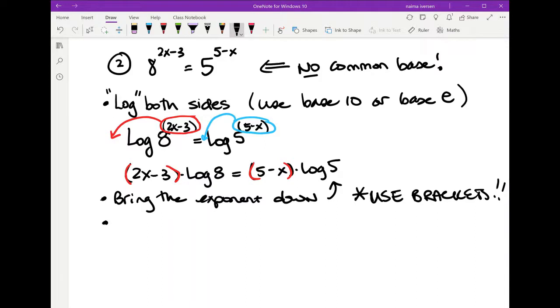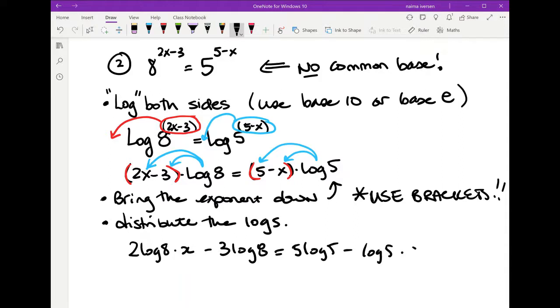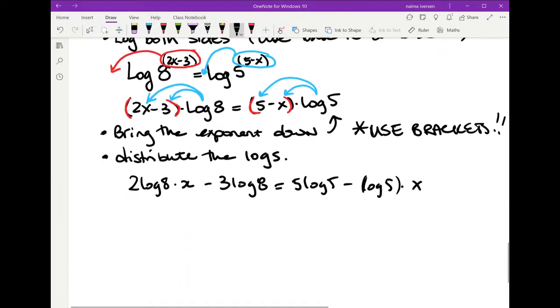Because what we're going to do next is we're going to distribute the logs. Please don't put this in your calculator yet. There are so many places where you can get rounding errors. So we're going to get log 8 times 2x and log 8 times negative 3 and log 5 times 5 and log 5 times negative x. This is what it's going to look like. 2 times log 8 times x minus 3 times log 8 equals 5 times log 5 minus log 5 times x. Okay, so that's log 5 times x.